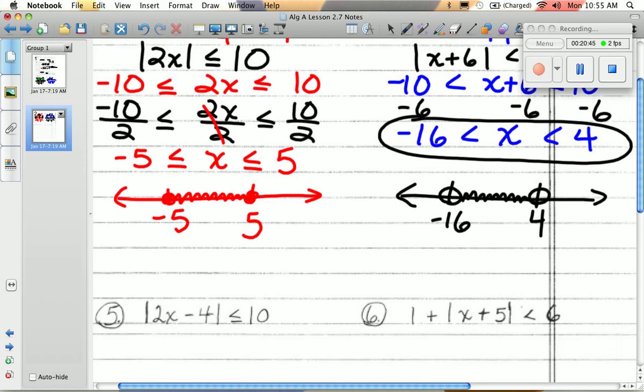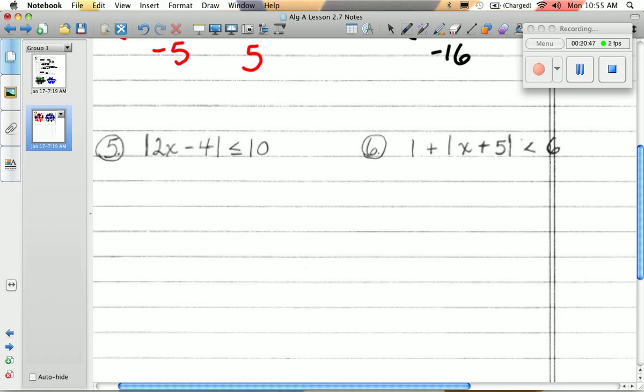Then let's go on to number 5. What's our first move going to be in this one? I know what you're going to be tempted to do. You're tempted to add 4, aren't you? But is that 4 outside the absolute value bars? No, it's inside. Is there anything outside the absolute value bars?